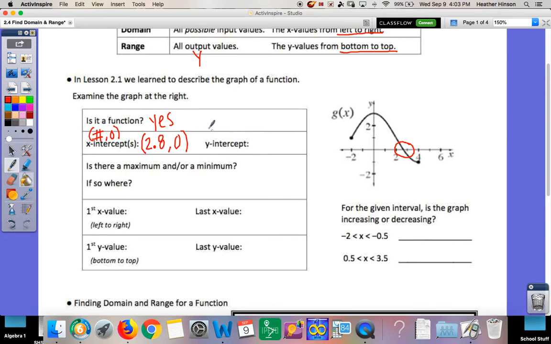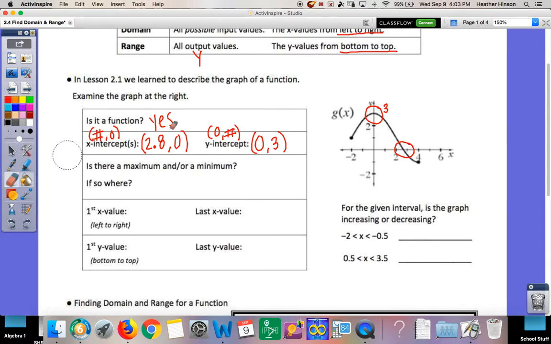For your y-intercept, that's going to be the opposite. You're going to put 0 first, then you're going to put your number. So on the y-axis, it hits right up here. It doesn't show the line because it's covering it, but that is actually 3. So we're going to put our 0 first, and then we're going to put 3. And again, make sure you get those parentheses.